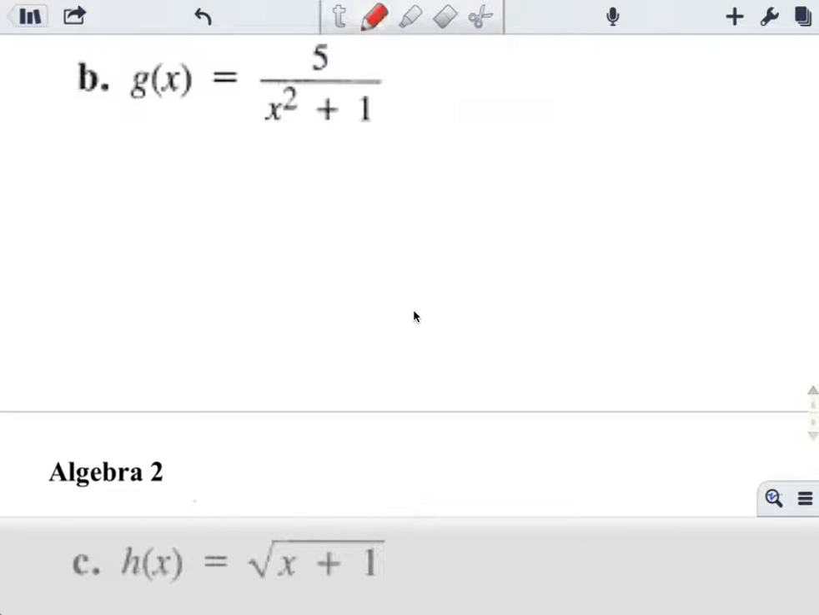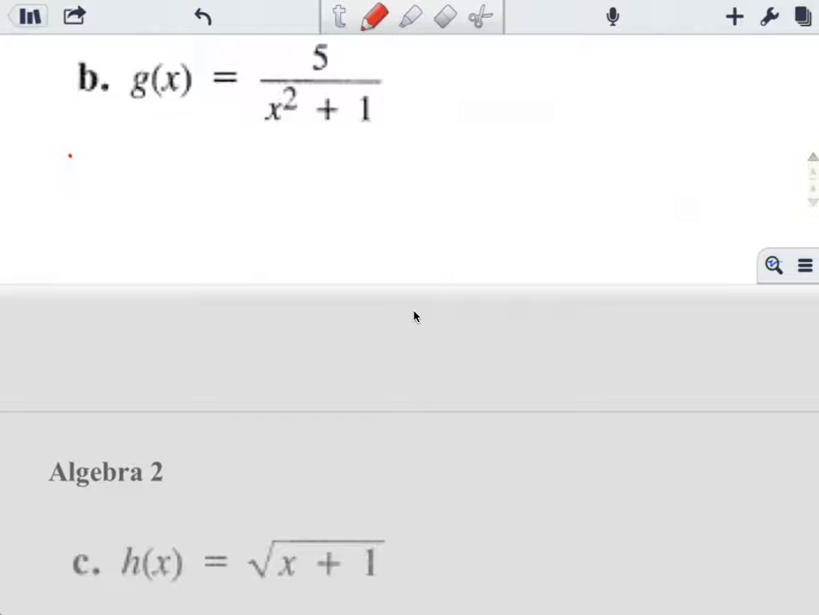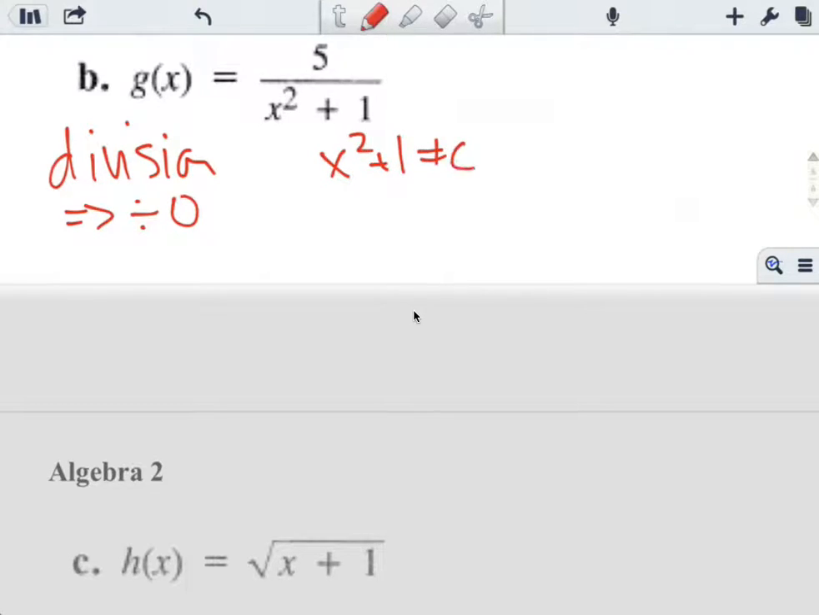We do the same type thing here. We've got division. Okay, so that means we want to look at divide by 0. That means x squared plus 1 cannot be equal to 0. Solving this out, we subtract the 1. If I subtract the 1, I get x squared. 0 minus 1 is negative 1.